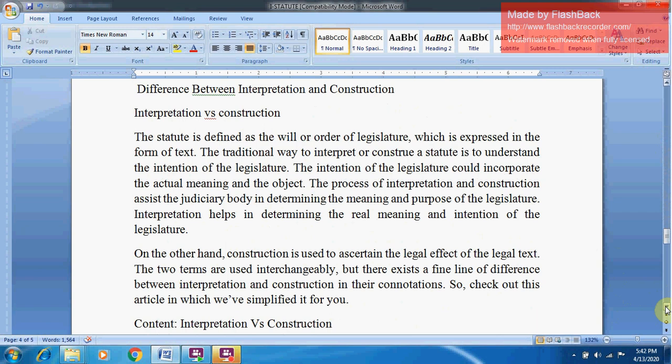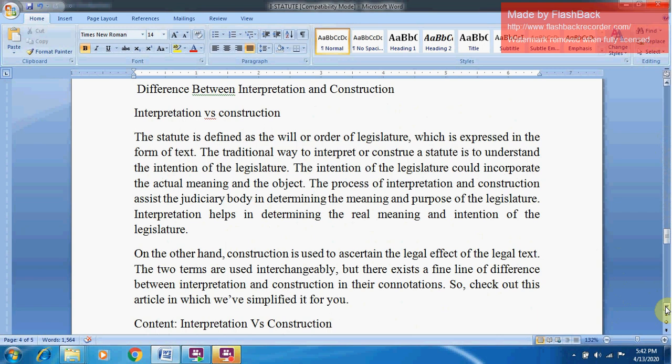A statute is defined as the will or the order of the legislature, which we already discussed in earlier classes, expressed in the form of text. The traditional way to interpret or construe a statute is to understand the intention of the legislature. The intention of the legislature could be incorporated in the actual meaning of the object. The process of interpretation and construction assists the judiciary in determining the meaning and purpose of the legislature.